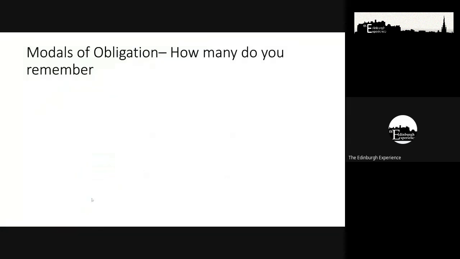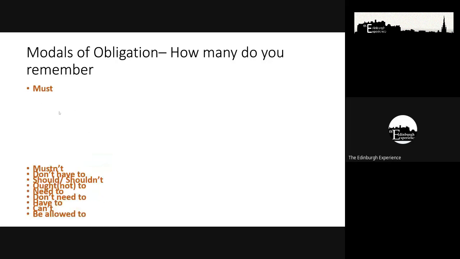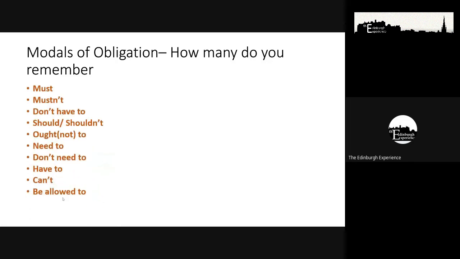Right, let's see how many you got that are on my list. So we had must, of course, at the top, and then we have this other big long list. We're going to organize them in a second. Okay, so have a look at that. See how many you had on your list. And again, if you wrote down might or may, those are not modals of obligation. So we don't want to talk about those today.